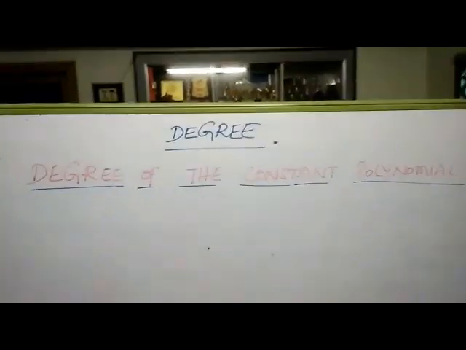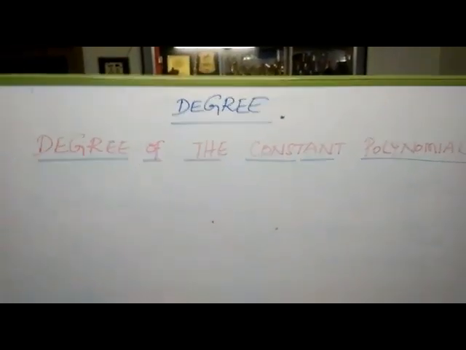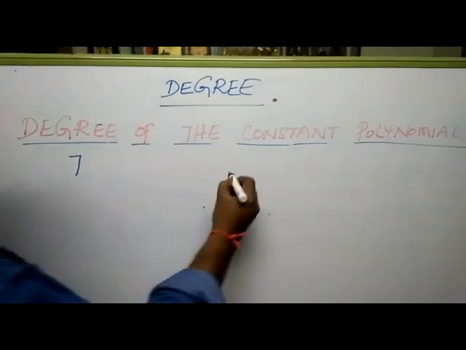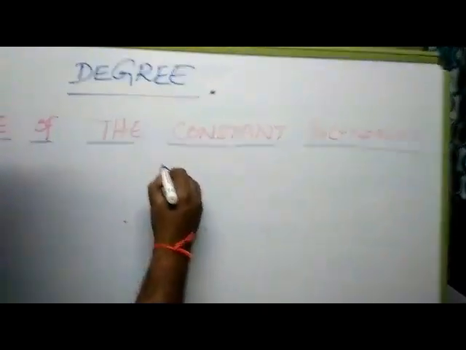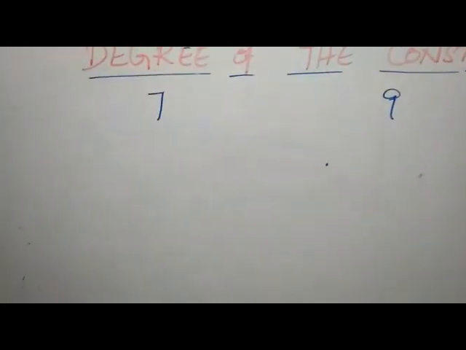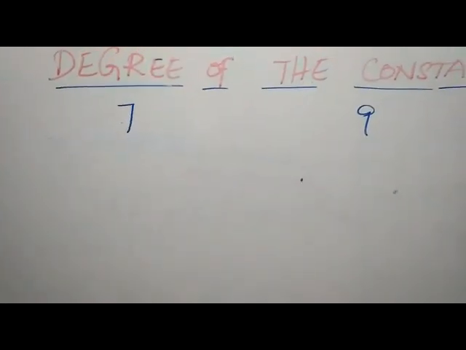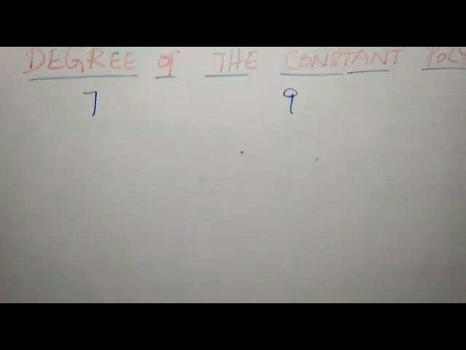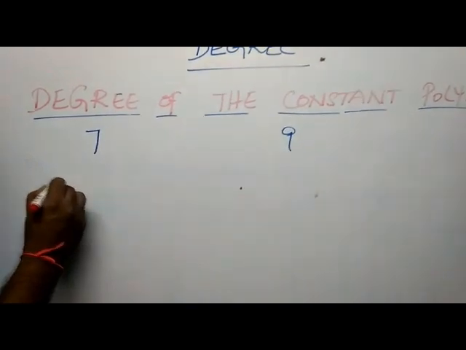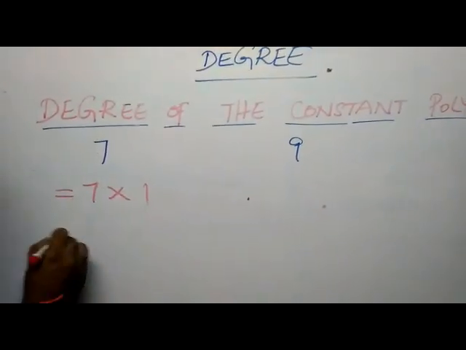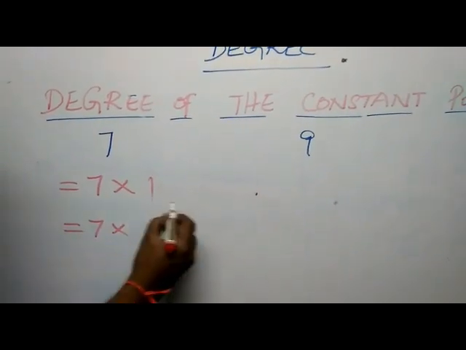Okay. Degree of the constant polynomial. What is a constant polynomial? Suppose you take 7, it is a constant polynomial. If you take 9, it is a constant polynomial. What is the degree of the constant polynomial? You may get a doubt how to find. Here there is no variable. Let us find. Suppose you take 7. 7 I can write as 7 into 1.